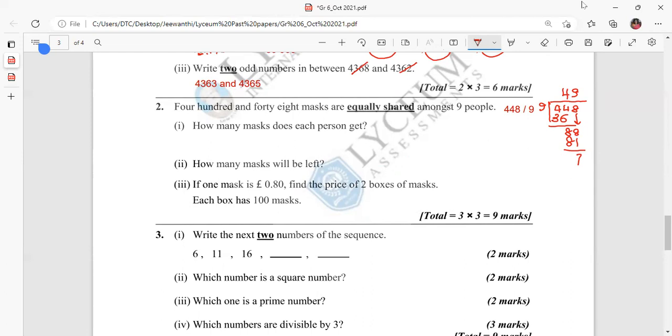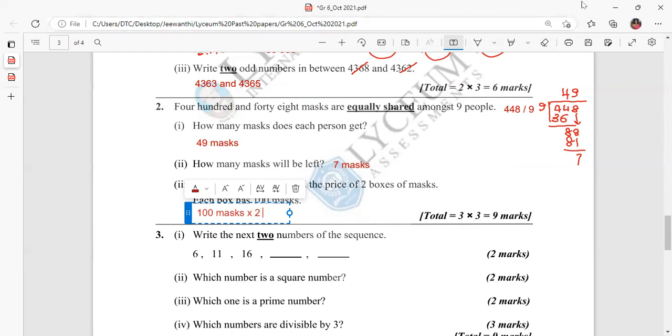How many masks does each person get? 49 masks. When they are dividing this equally, how many masks will be left? So then 7 masks, right? If 1 mask is 0.8 pounds, find the price of 2 boxes of masks. Each box has 100. Now what you want to do? Each box you have 100 masks, right? And you have 2 such boxes. You multiply it by 2.